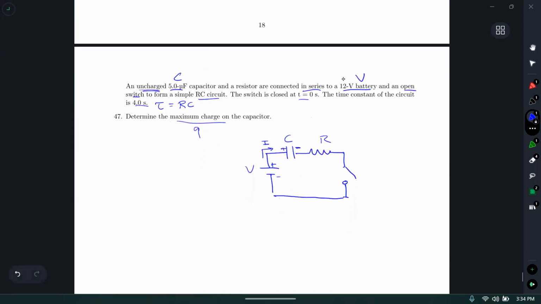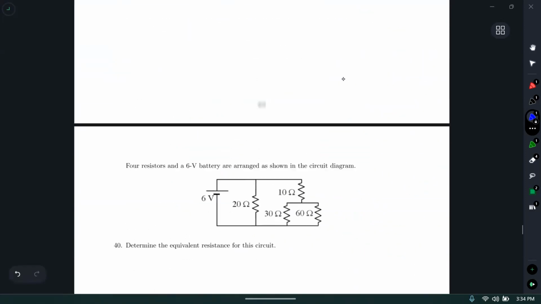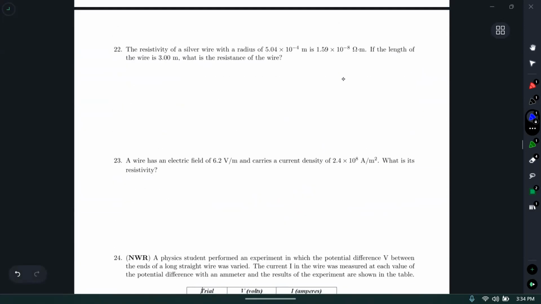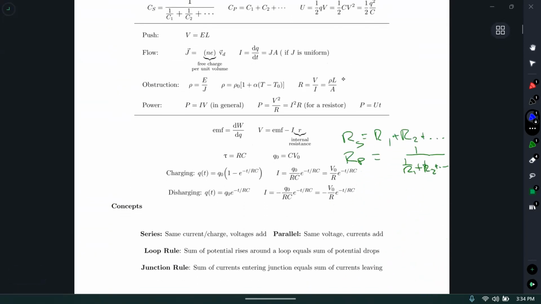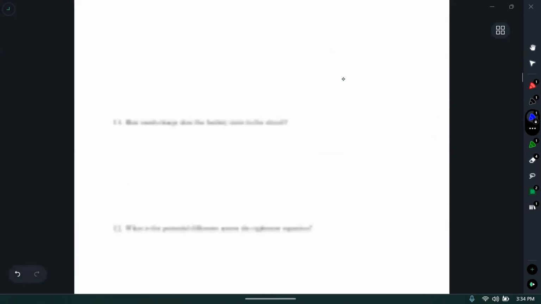Okay, maximum charge. I don't necessarily know anything about maximum charge, but I do know that the charge over time for a charging capacitor, I look back at my sheet for a charging capacitor. I know that for Q0 is C times V0. I just got to remember that V0 is talking about the battery voltage, or in other words, it's the final potential difference across the capacitor plates. So those two things might be relevant for me to pull down.